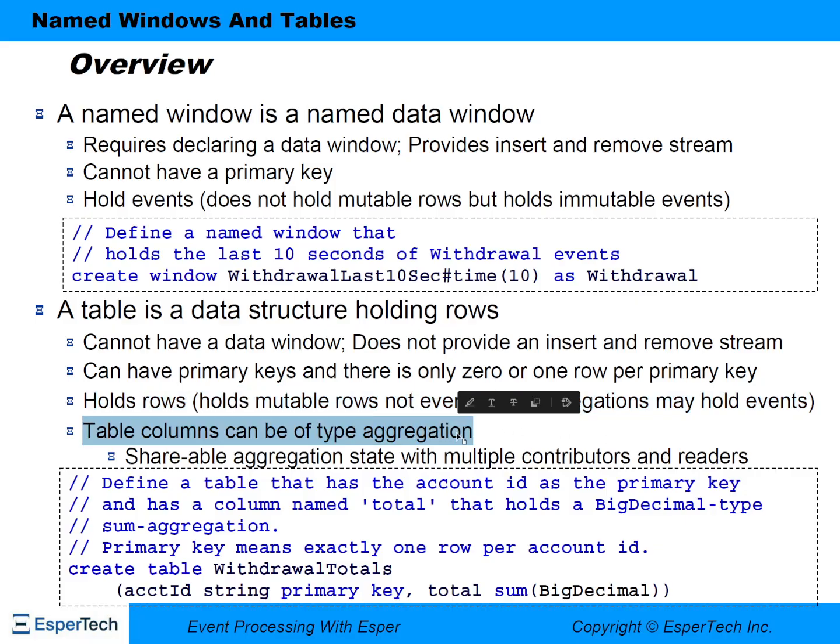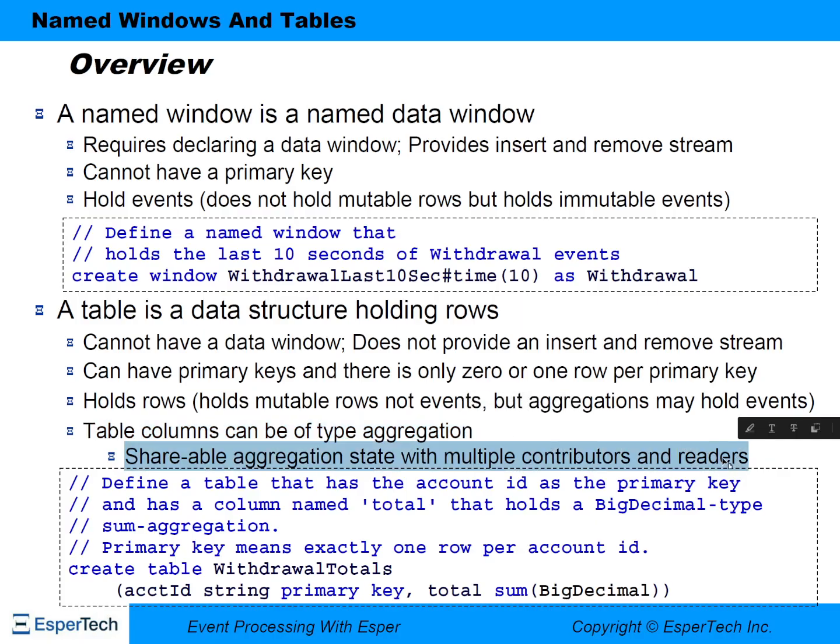Table columns can be of type aggregation. Since columns can be of type aggregation, they offer shareable aggregation state with multiple contributors and readers.